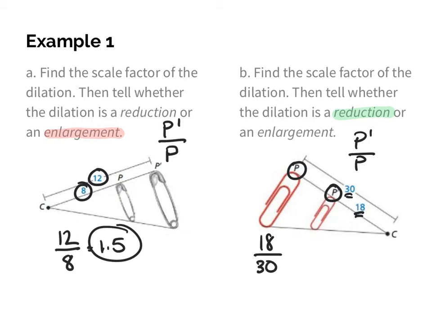So notice here how this is a little bit different. For a reduction, instead of our numerator being the larger number, we're going to see our denominator being the larger of the numbers. So if I were to divide these two out, I would get a scale factor of 0.6. So anytime you have an enlargement, notice my scale factor is going to be bigger than 1. 1.5 is bigger than 1. And for a reduction, my scale factor is going to be less than 1. So in this case, 0.6 is less than 1.